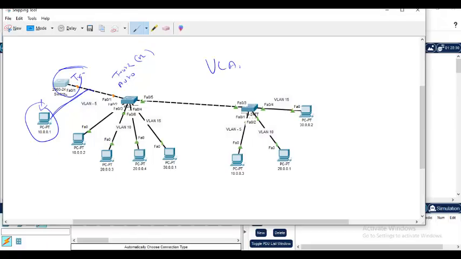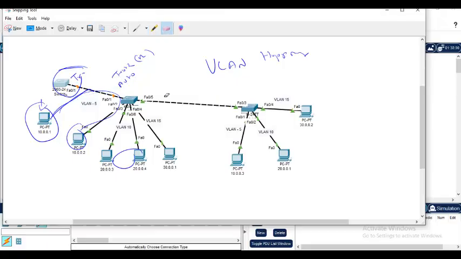Instead of going to every single interface, I'm going to go to F0/1, 2, 3, 4, and 6 and make it as access. That is good practice. Whenever you're connecting to a server computer, don't leave it auto. You need to configure it as access.